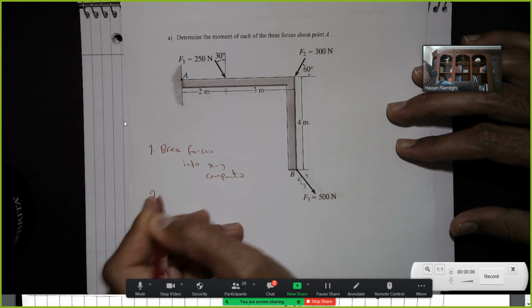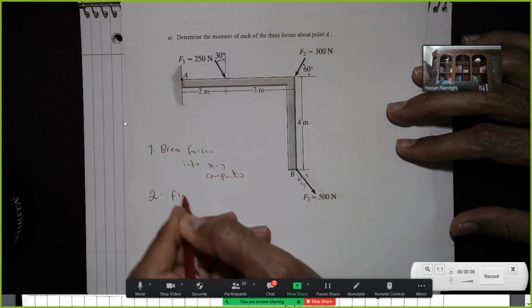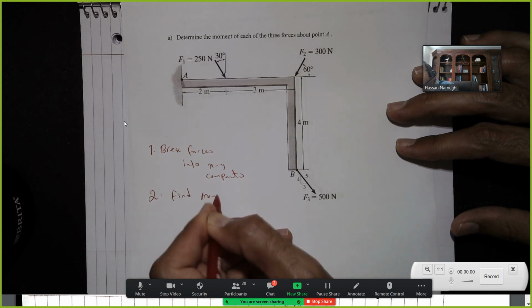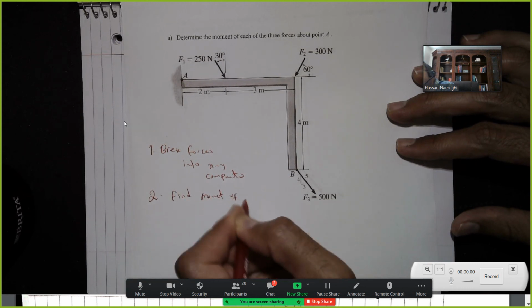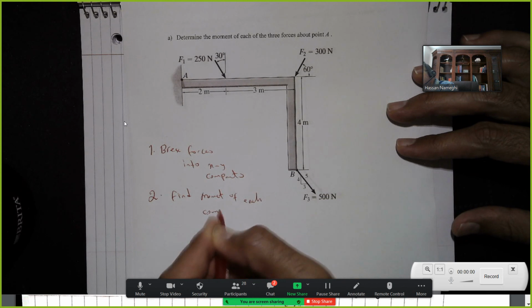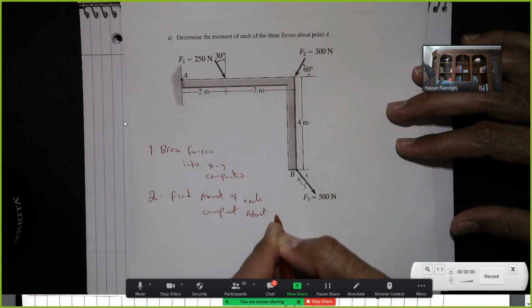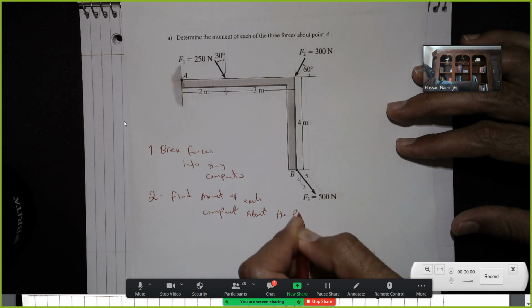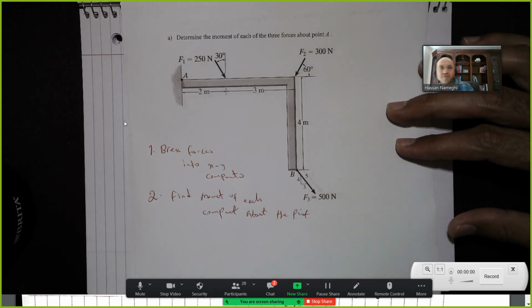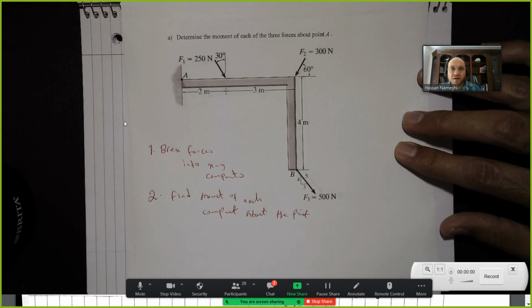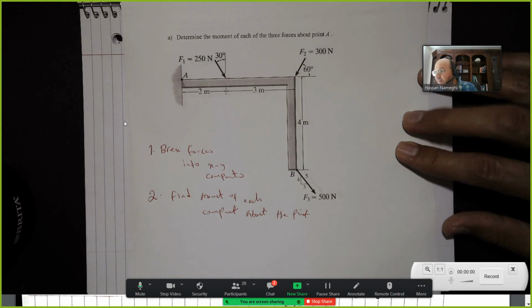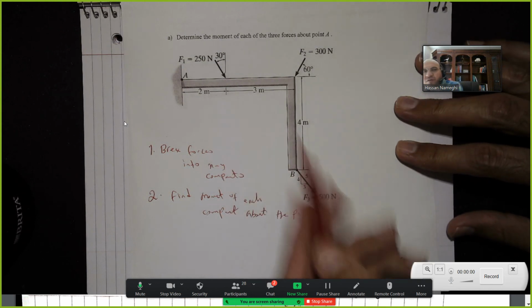Step 2 will be to find the moment of each component about the point. Let's make our job very easy. The first thing I do is break the forces into x and y components.